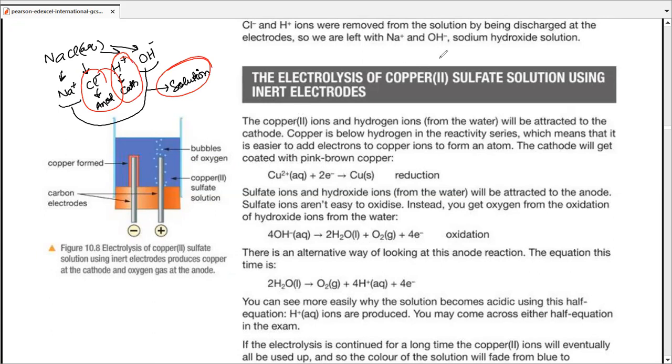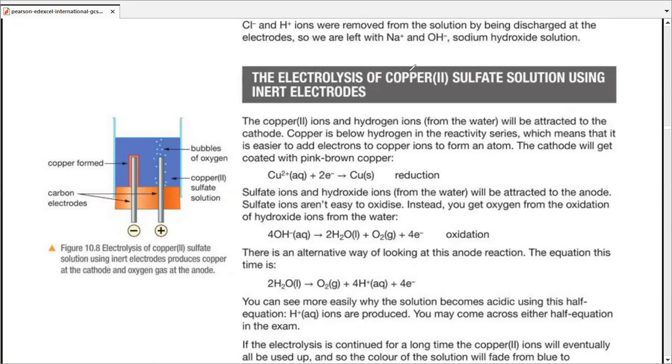So if we're clear with the first electrolysis of the solution, let's try another one. Electrolysis of copper sulfate solution using inert electrodes such as graphite electrodes. Now, it's going to give us copper 2 ions from the salt and hydrogen ions from the water. Copper is below hydrogen in the reactivity series, which means it's easier to add electrons to copper 2 ions to convert them into atoms. So the cathode would be coated with the pink-brown copper. And here it's noted, this is pink-brown copper coated on the top of the cathode.